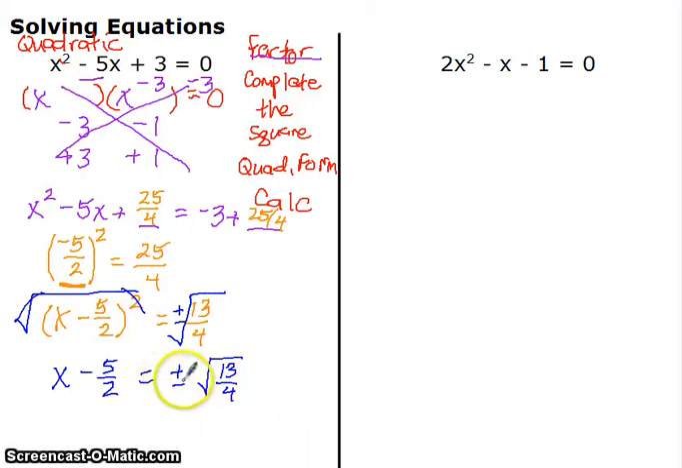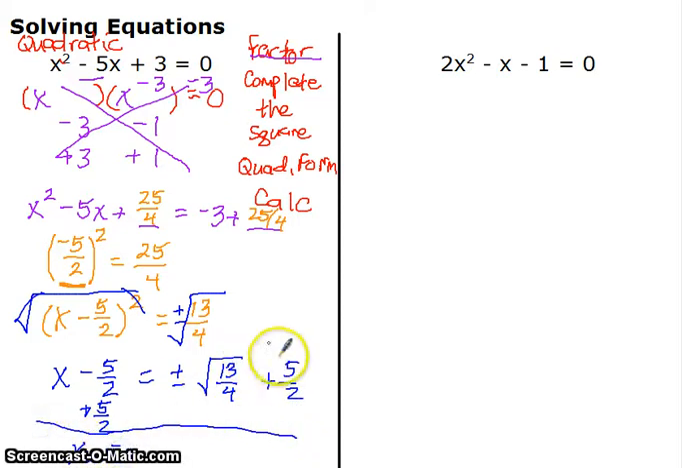Alright, picking up where we left off from the last video. Okay, we were right here, and the last thing left to do to get x by itself is to add 5 halves to both sides. Alright, so again, leaving your answer in square root form is the best way for math people, because we like things to be exact, but you can type it in the calculator and get an approximation as well.